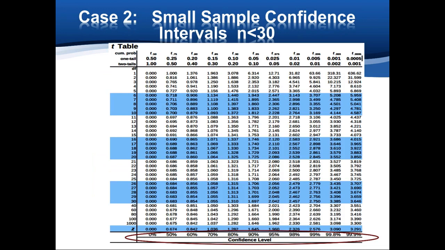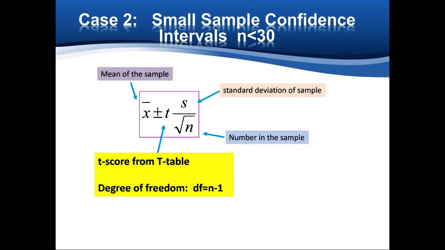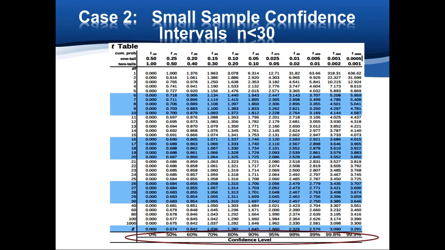In the t-table, df, which is called degree of freedom, is equal to n minus 1, where n is the sample size. In the t-table, we will look at the bottom, which is the confidence level. Rows are df, degree of freedom, equals n minus 1.